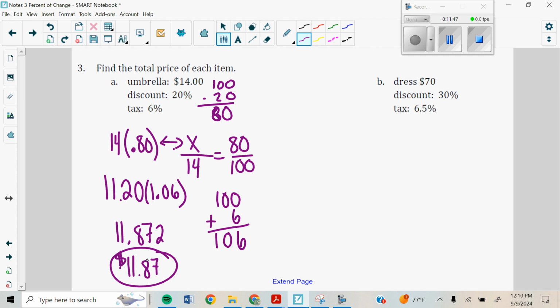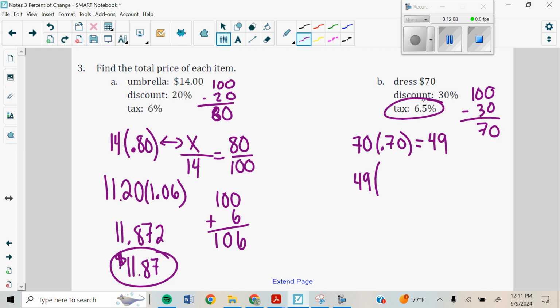Y'all done? Okay, so I have a discount of 30%, so I'm going to actually be finding 70% of the price. So $70 times 0.7, so that's 70% as a decimal, is $49. So my new price is $49. I have a tax, so that means I'm adding it. So my new price is 100%, and I'm adding 6.5%. So I get 106.5. But remember, I want that as a decimal. So I get 1.065.